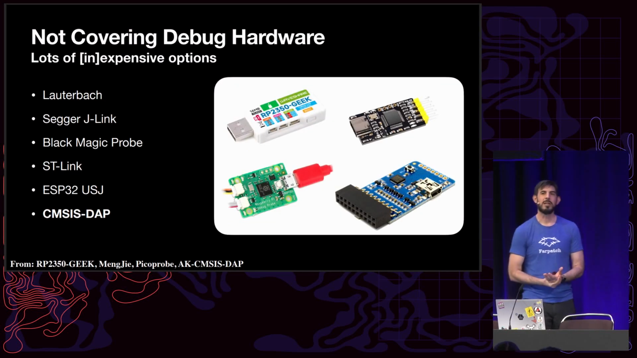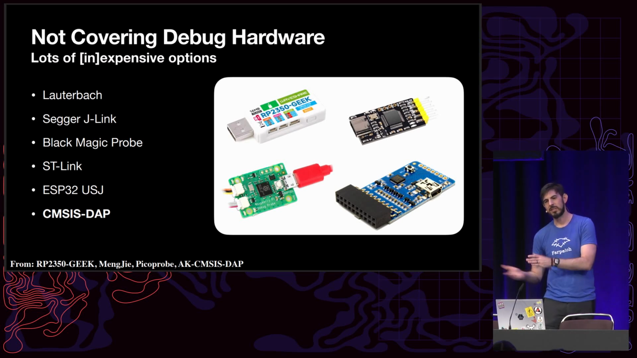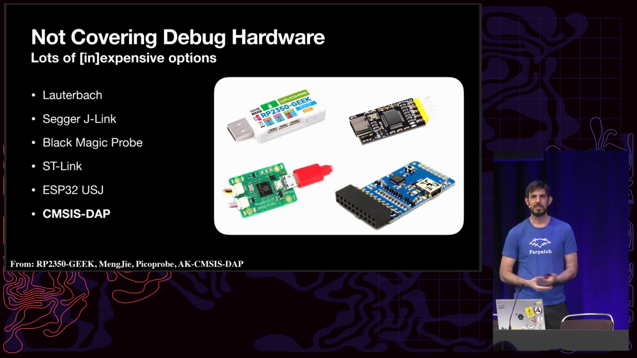What we're not going to cover is the actual debug hardware. There are lots of solutions available that are both very expensive and not so expensive. Lauterbach makes some very nice tools. Segger makes J-Link, which can be either very expensive or, if you're educational, very cheap. All of these are very readily available.